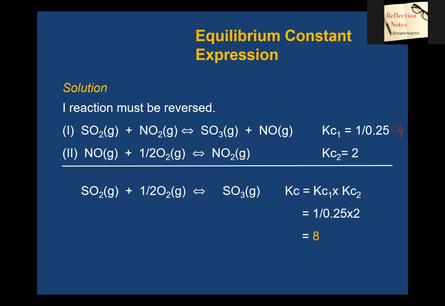And the second reaction is like this: when you sum these two reactions, what will happen is NO, NO2 also cancelled. So you will get this overall reaction, and Kc will be the multiplication of Kc1 times Kc2, and you will get 4 times 2 is equal to 8. Very good.